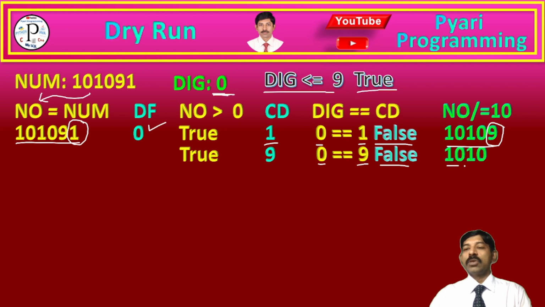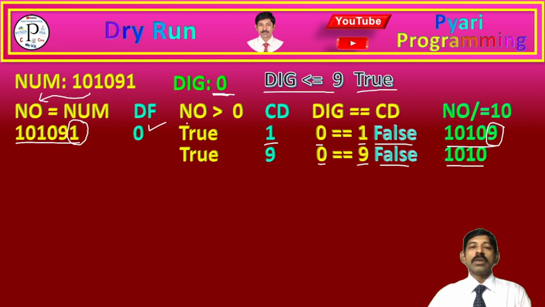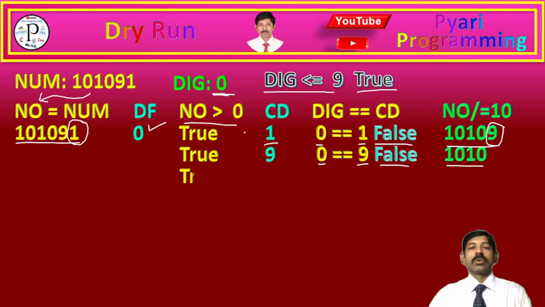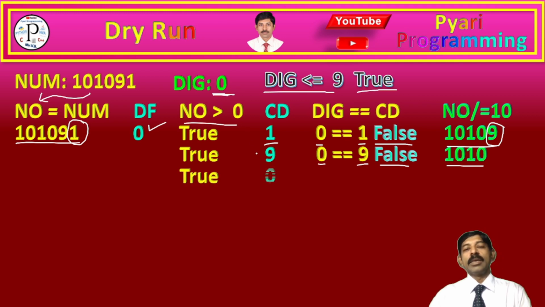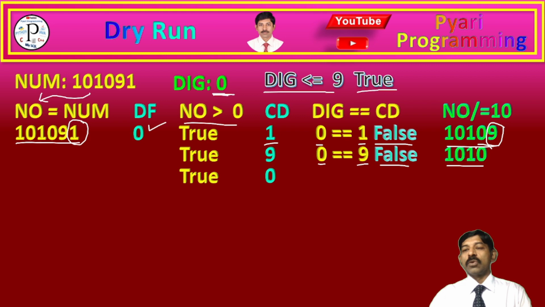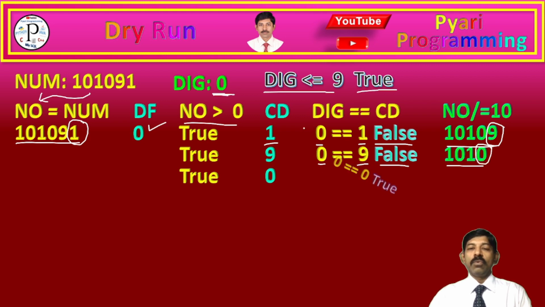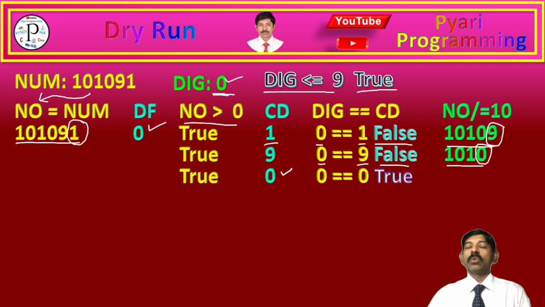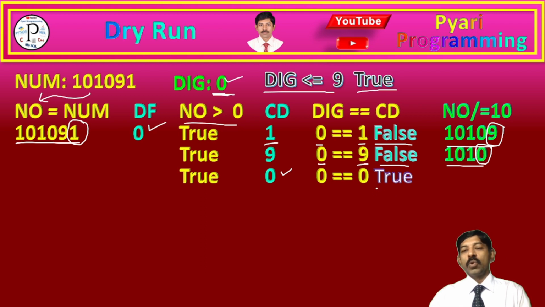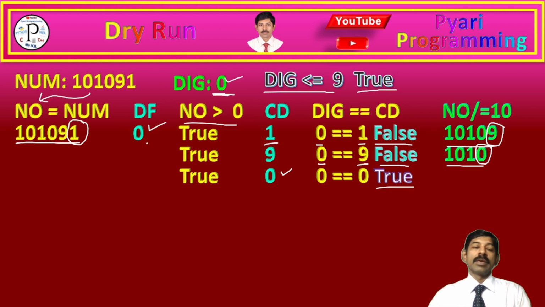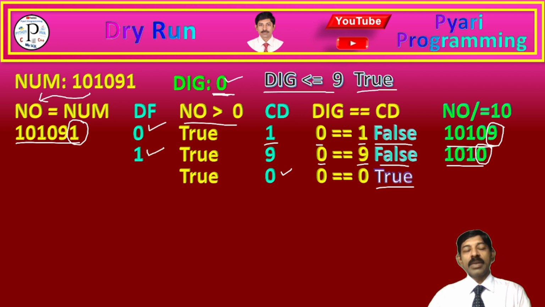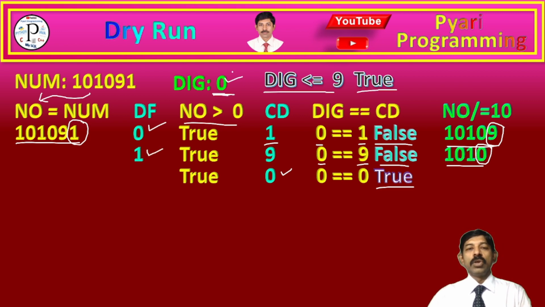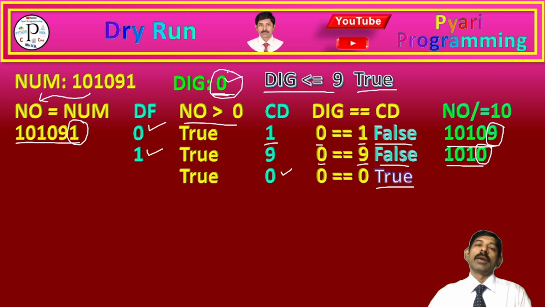Now we got 1010. Now 1010 is greater than 0. True. So that's why I will extract the current digit, where the current digit is now 0. Now dig is 0 and my current digit is 0. Both are equal. So that's why it is true. If it is true, I will increase the digit frequency. Because of that, digit frequency is 1. That means I got this 0 one time in the number.